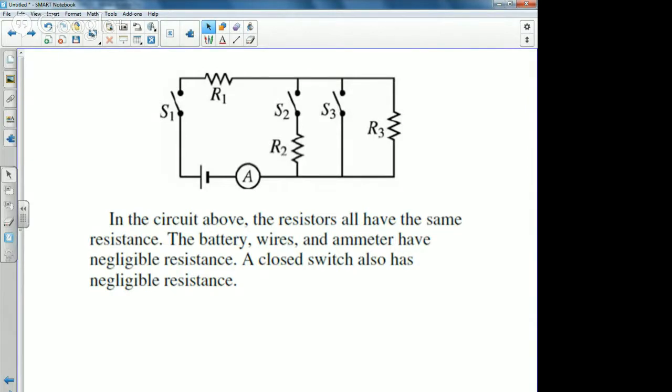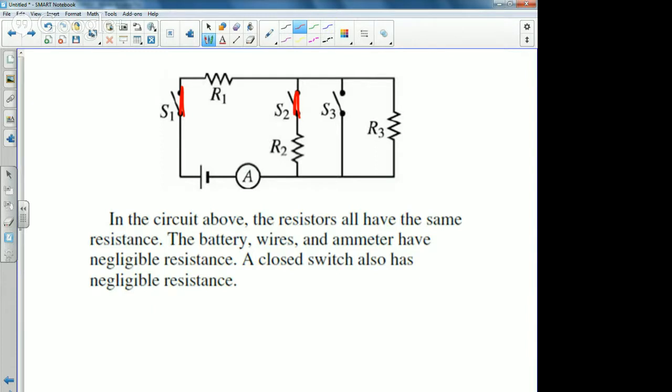Switch 1. If switch 1 isn't closed, you're not going to have any electricity go through any of the circuit at all. That's an obvious choice. And obviously, of course, switch 2 has to close also, because if it didn't close, then no current will flow through R2. But the question is, what about switch 3?